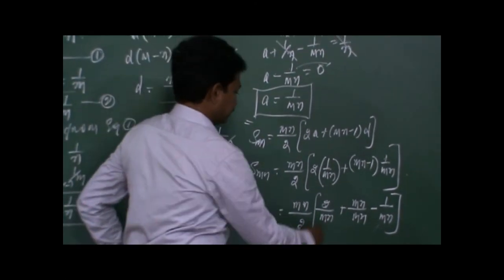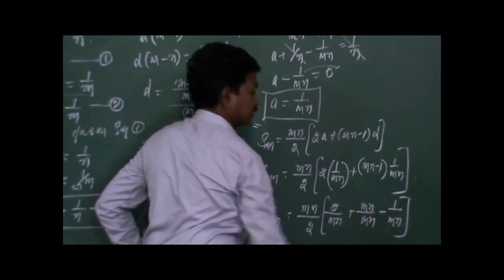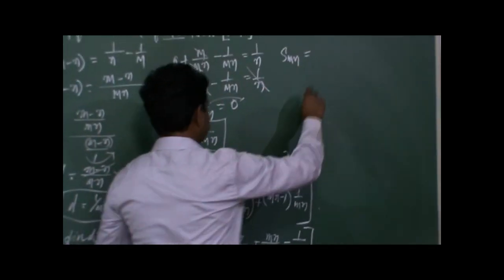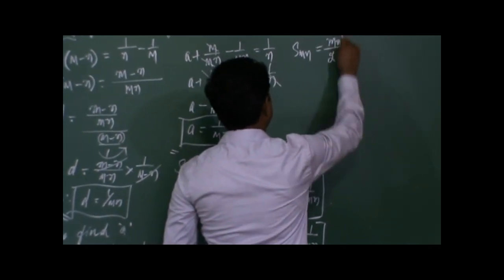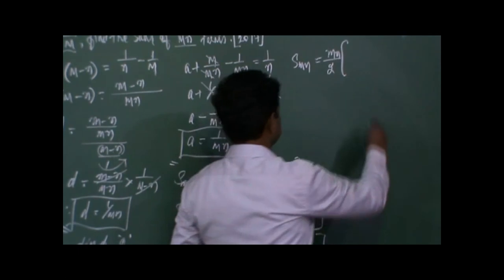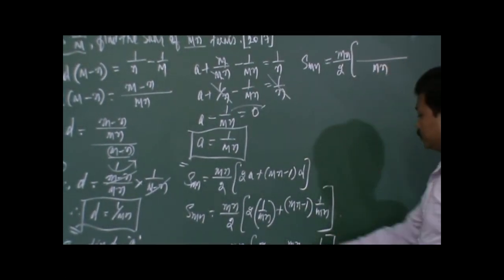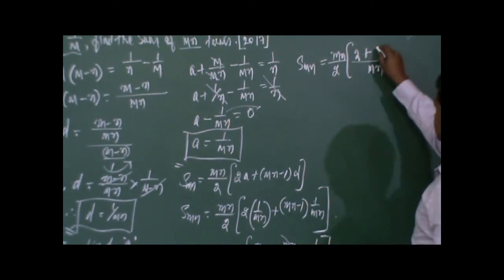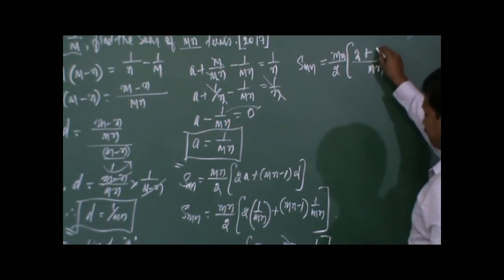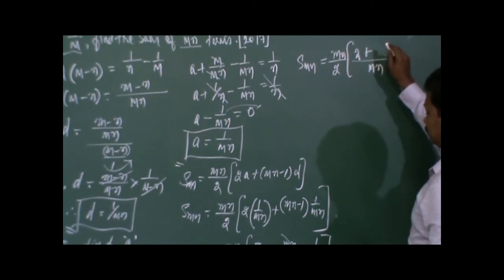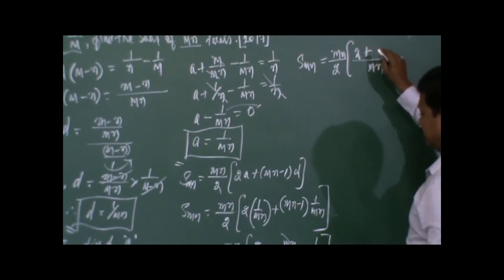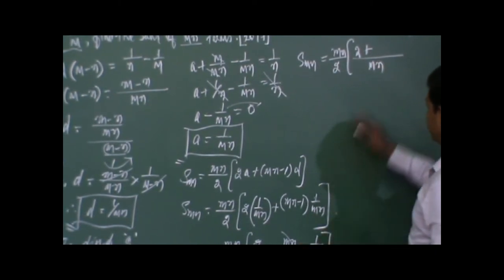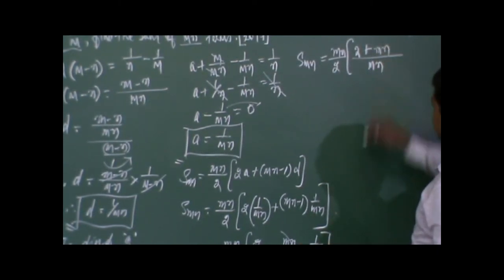So we can take LCM here inside the brackets, mn, mn, mn, LCM is again mn. So the sum of the mn terms is equal to mn by 2 into, LCM is again mn. So 2 by mn into mn is 2 plus mn by mn into mn is mn, minus 1 by mn into mn is 1. Better is we have taken LCM, 2 by mn. mn by mn into mn is mn, mn gets cancelled. Again we have mn here.